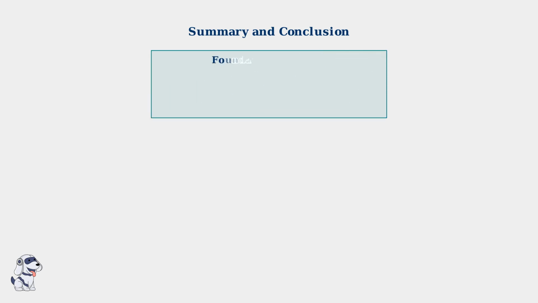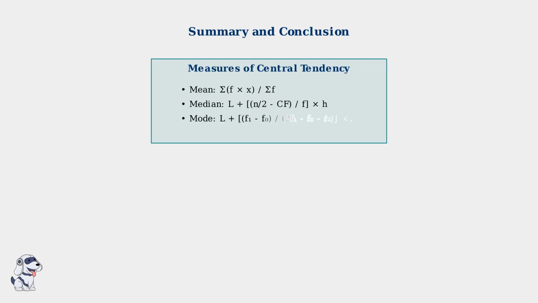We began with the foundation of group data analysis: frequency distributions and class intervals. These tools help us organize large data sets into manageable, meaningful categories. Next, we explored measures of central tendency: mean, median, and mode. Each provides unique insights into the center of our data distribution, with specific formulas adapted for grouped data.